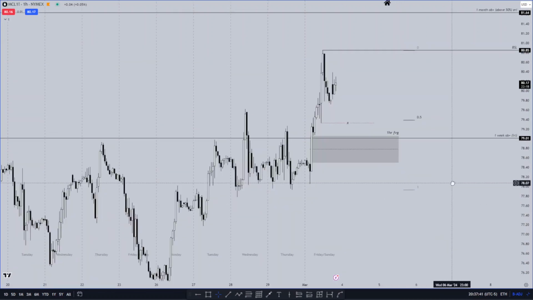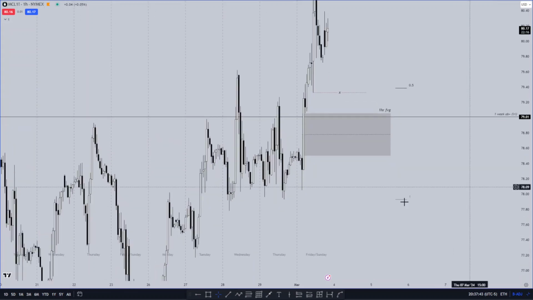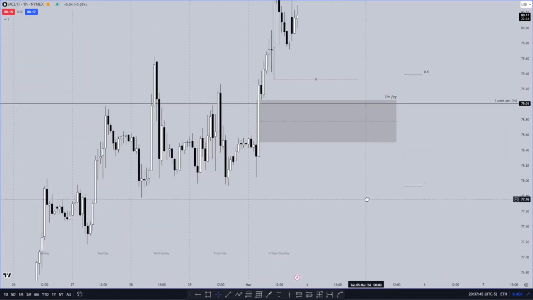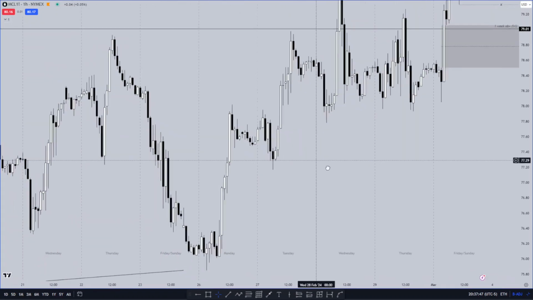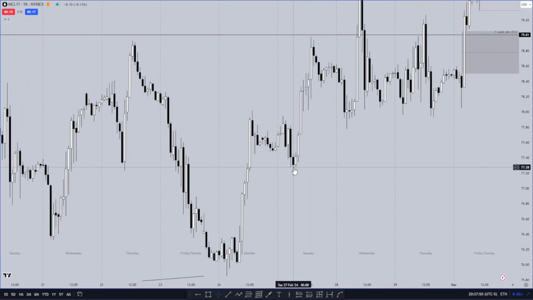So that is my graded fib. That's just my go-to for hunting price and setups.